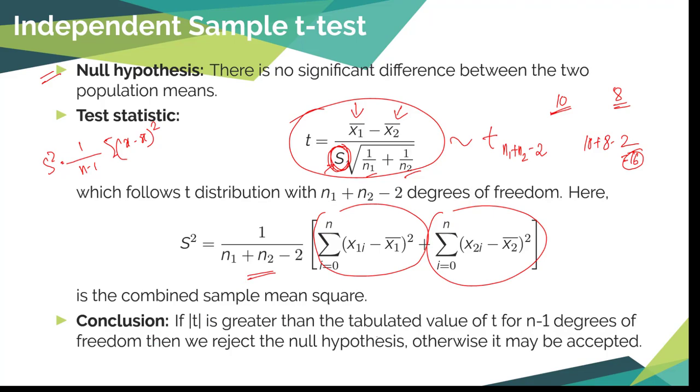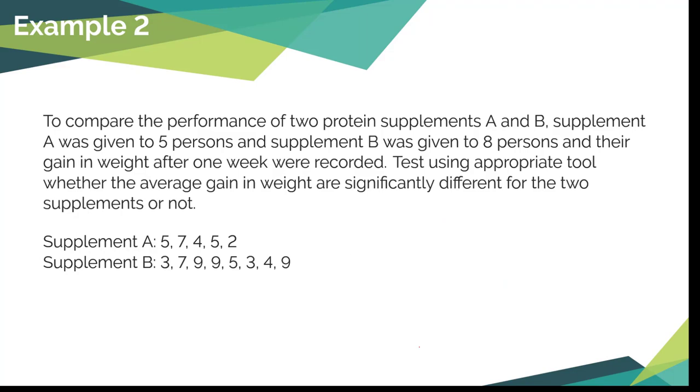If t is greater than the tabulated value, we reject the null hypothesis. This will be n1 plus n2 minus 2 degrees of freedom, and otherwise we may accept the null hypothesis, right? So let's see an example.